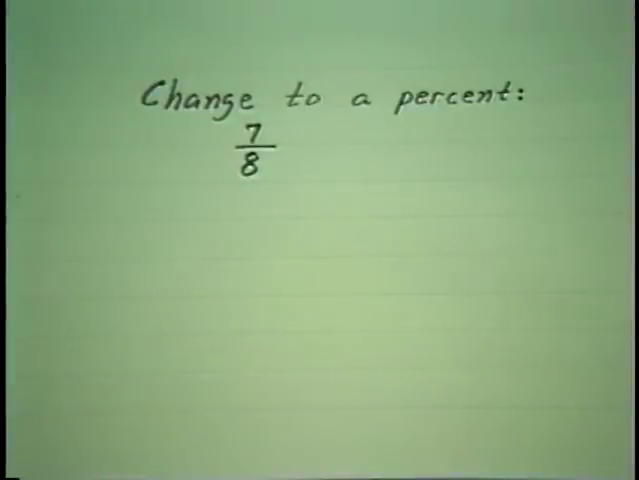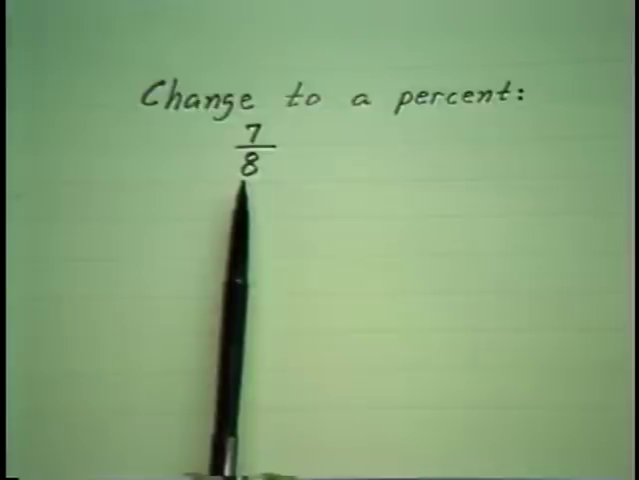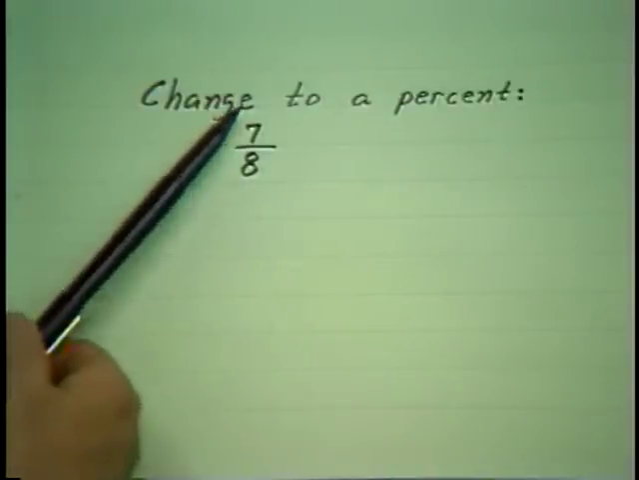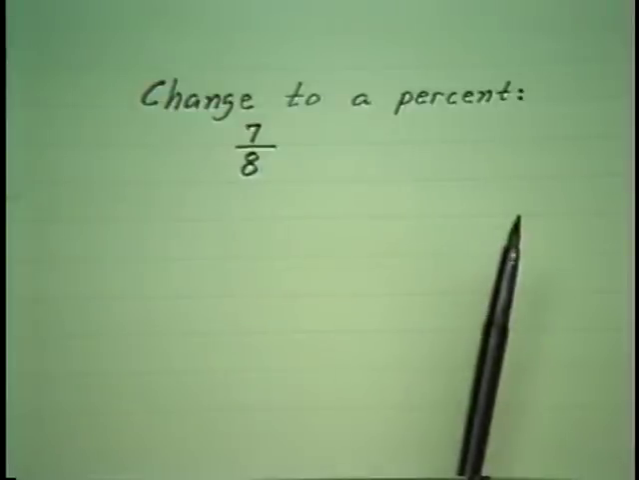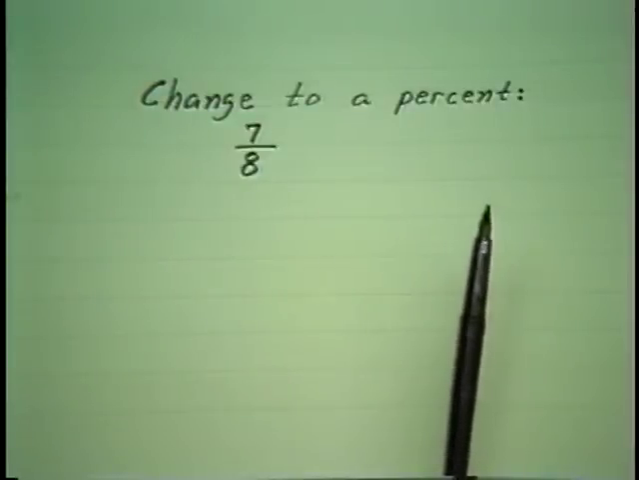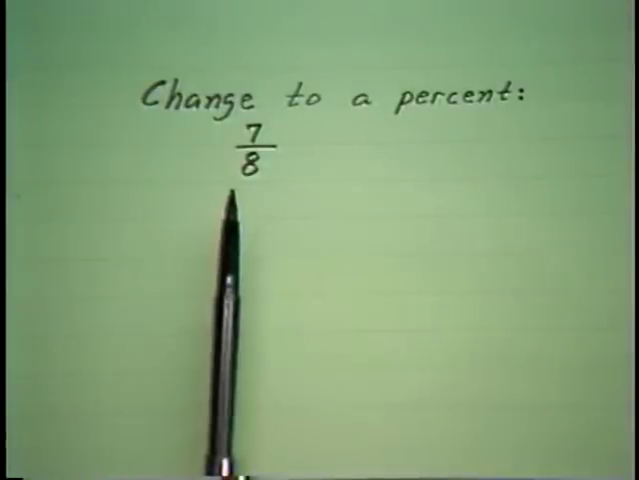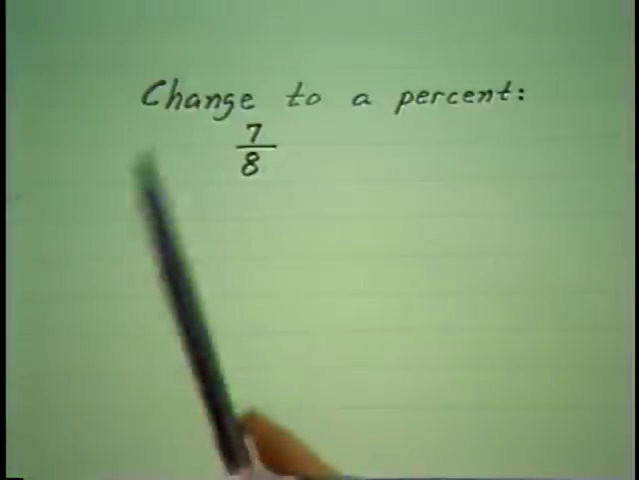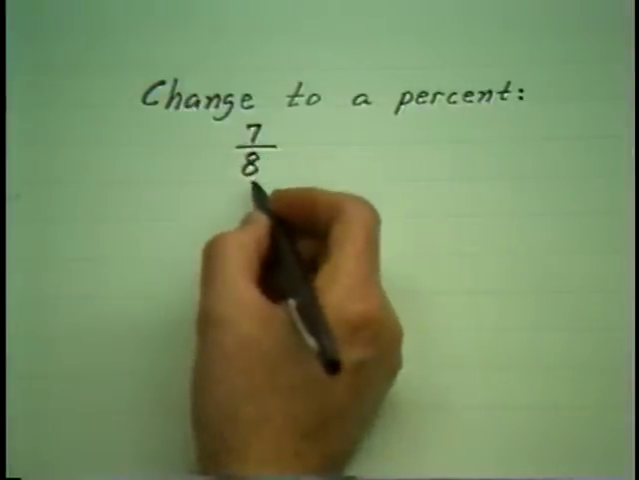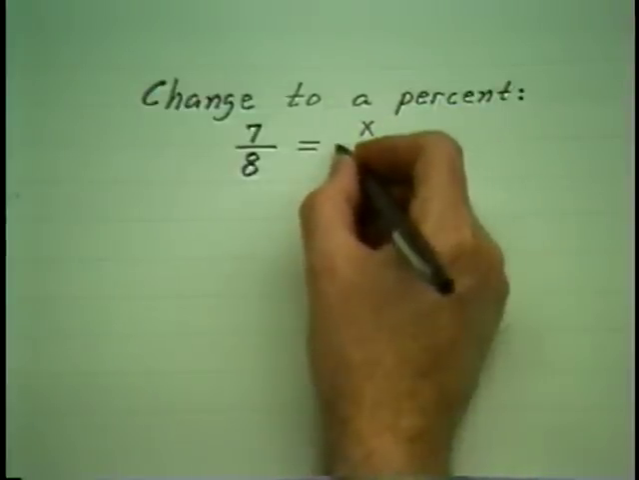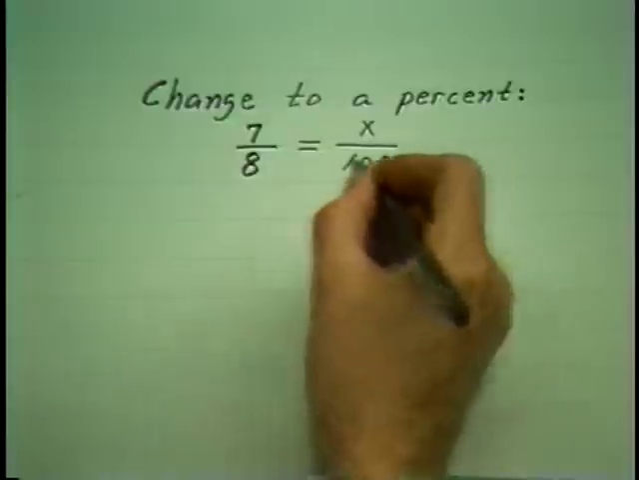Having done the last lesson and faced with a problem like this, you would immediately probably think, well, let's do the division, change it to a decimal, and change the decimal to a percent. That's what we've been doing in the last two lessons. But for a change of pace, let's approach this first from another angle. Let's go back to basics. Let's state this question, and really it's a question, in mathematical form. We're really saying 7/8 is what percent?